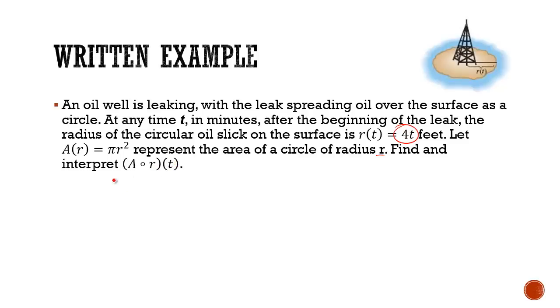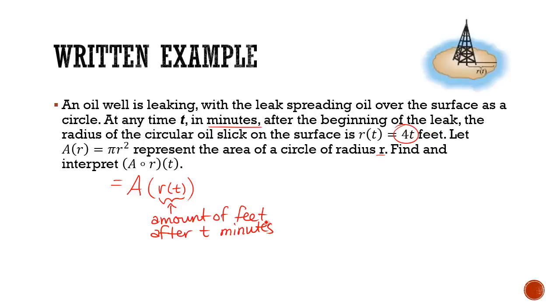So let's expand that by definition. That means take A with an input of R of t. What does that mean? Well, what does R of t mean? R of t meant the amount of feet after t minutes. In fact, it is the radius that this is describing. So for A, the function A means find the area formula given the radius. So if we take the radius, the amount of feet after t minutes in radius, square it and multiply by pi, we'll get the area of the circle.